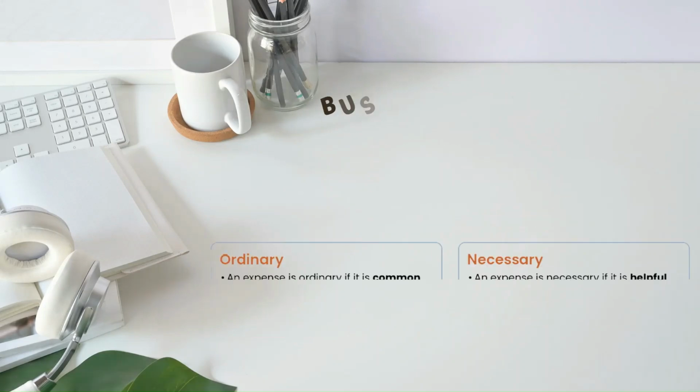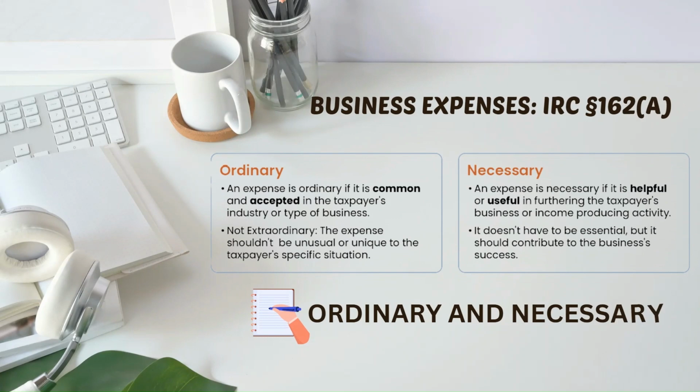IRS says that business expense should be ordinary and necessary. An expense is ordinary if it is common and accepted in the taxpayer's industry or type of business. Expense should not be unusual or unique to the taxpayer's specific situation. An expense is necessary if it is helpful or useful in furthering the taxpayer's business or income producing activity. It doesn't have to be essential, but it should contribute to the business success.